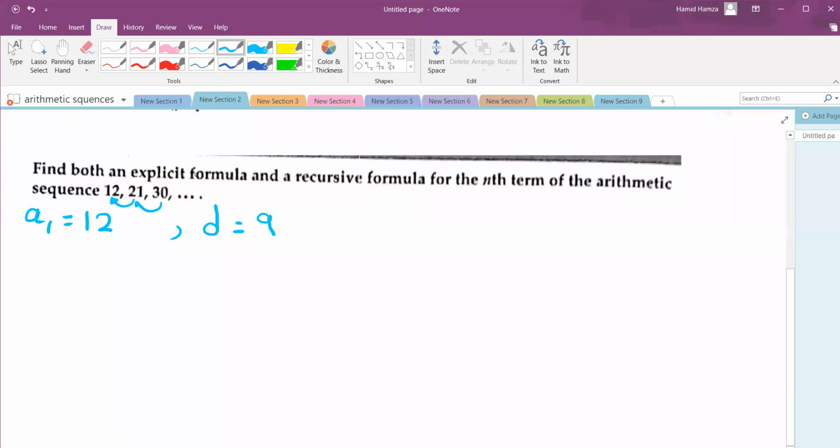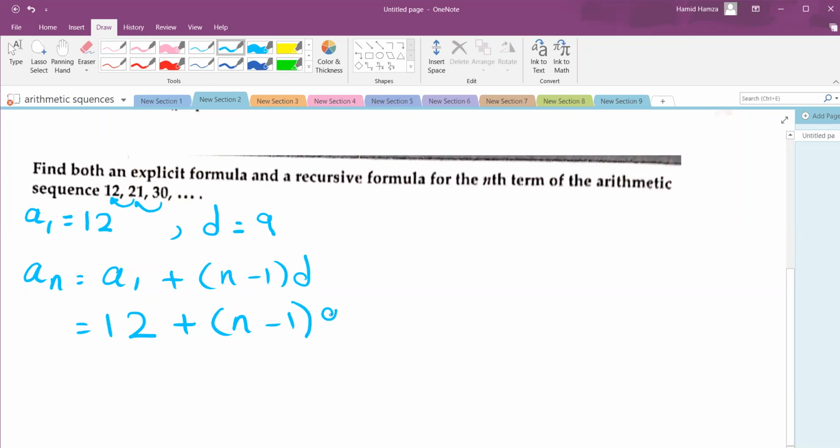So we will form the explicit formula, or the nth term. The nth term, An, equals A1 plus n minus 1 multiplied by D. Then we will substitute A1 and D. It will be 12 plus n minus 1 multiplied by D, which is 9. Expand the bracket, collect like terms.